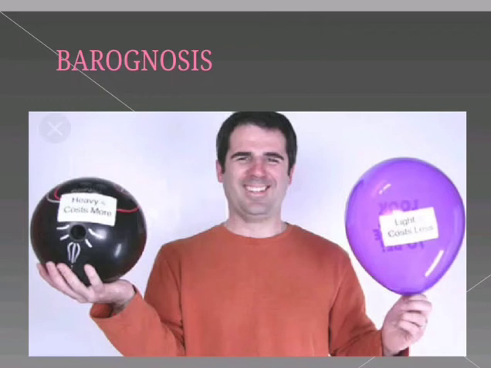Then for barognosis, the test is done for recognition of weight, a discrimination of weight, using small or large objects. The objects have the same size and shape but different weight. The therapist places different weights in each hand simultaneously and asks the patient to use a finger grip to pick up each object. The patient responds by indicating to the therapist which object is heavier and which is lighter.